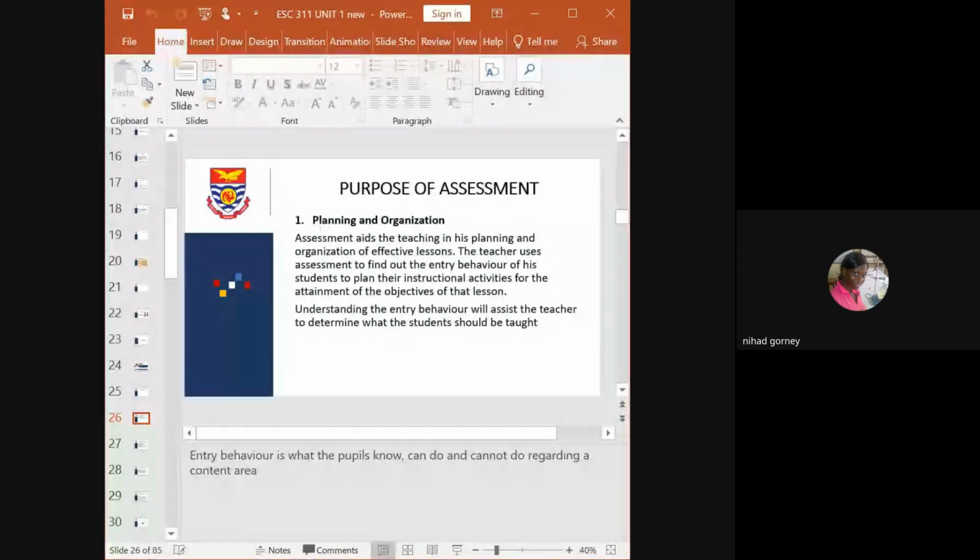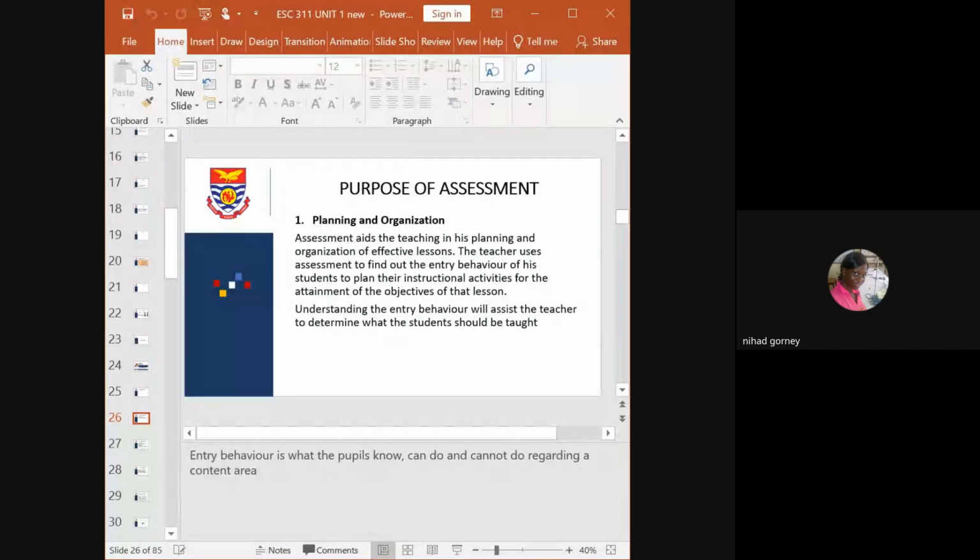These are reasons why assessment is important. When it comes to planning and organization, when we assess students, it helps the teacher to plan effective lessons. How so? The teacher will use the assessment to find out the entry behavior of students, to know how far students have learned or what they naturally know on the topic that is going to be taught, to plan his activities very well so that he will achieve the objectives of the lesson. Now we don't even say objectives, we say learning outcomes.